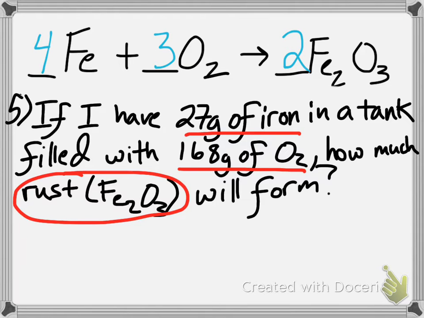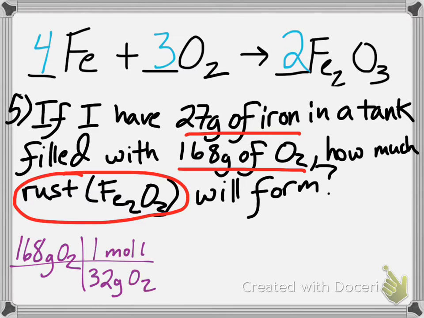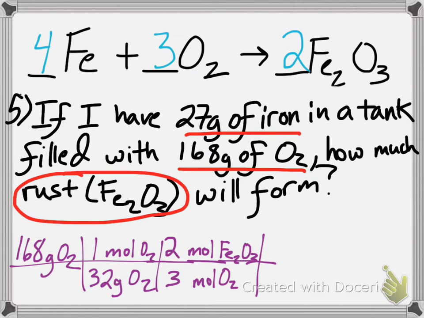So let's start with that oxygen gas. I have 168 grams of oxygen gas. To get rid of grams of oxygen, I need to use the molar mass of oxygen and get to moles. Then I gotta get rid of those moles of oxygen to get to moles of rust because I gotta convert there. So there are 3 moles of oxygen gas per every 2 moles of rust, and I put that in. Then I need to get to grams. So I put that in, and there we go.